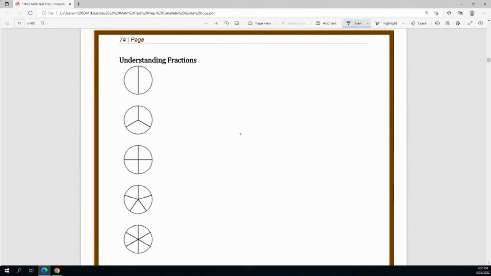Understanding fractions. Fractions. Frac means to break. So what we're looking at is parts and pieces of a whole. If I took a whole, let's just say I took $400 and I cut it in half, which means I divided it by 2, then I would get $200. You could say that $200 is a fraction of $400.